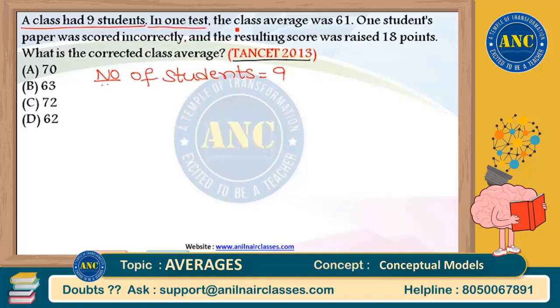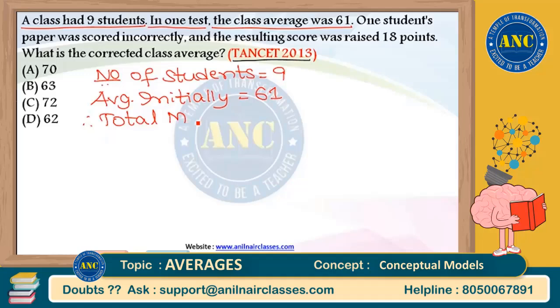In one of the tests, the class average was 61. That means, what is the average initially? Initial average is given as 61. And there are totally 9 students. That means, can I say that all the 9 students got 61 marks. So total marks is 9 into 61, which is 549, right? Read the next statement.